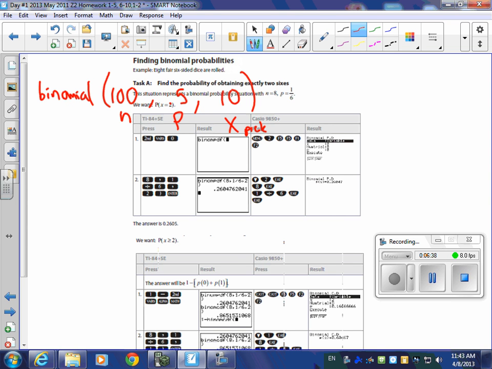If you want it less than 10, you would go binomial. Oh, by the way, this is PDF. Binomial CDF is what? 100, 0.5, 10. That's the probability of getting 0 to 10, including 10. Okay, so that's the same setup. You just have to realize that it's less than or equal to 10.